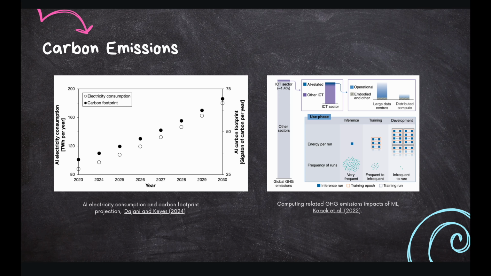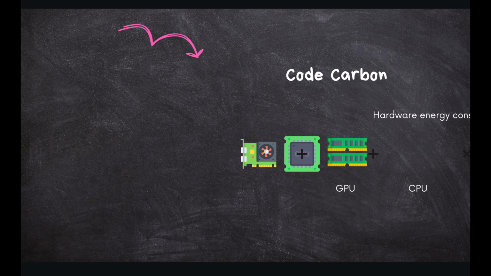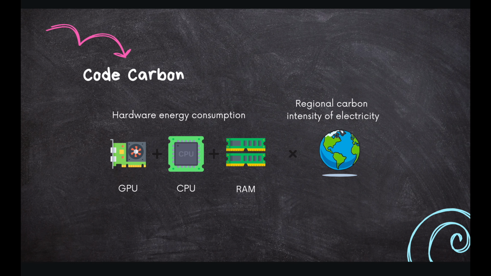This energy consumption often forces utilities to burn more fossil fuels during peak times, increasing both carbon emissions and electricity costs. We will be using CodeCarbon in our pipeline to track emissions. The formula for calculating emissions with CodeCarbon is shown here. It accounts for hardware energy consumption, measured in kilowatt-hours, and multiplies it by the regional carbon intensity of the electricity grid for the duration of the computation.